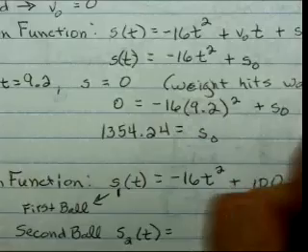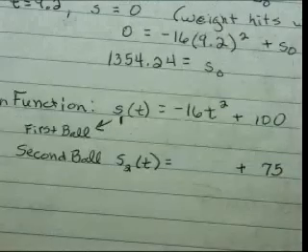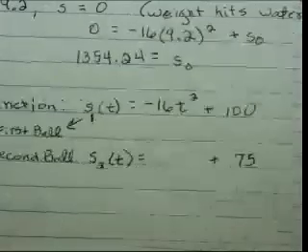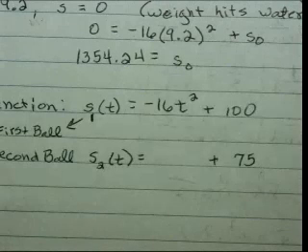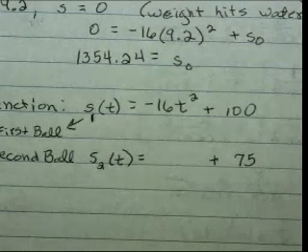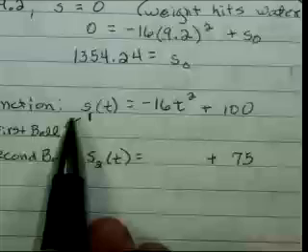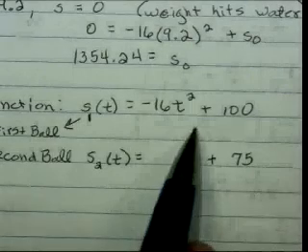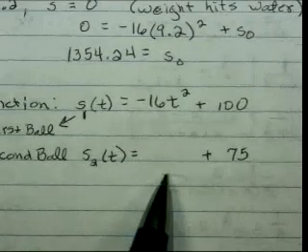But what is it going to change? What is the fact that I'm dropping that ball 1 second later? How is that going to change its position function? The time is going to be minus 1 second. Instead of t, 1 second less would be t minus 1.